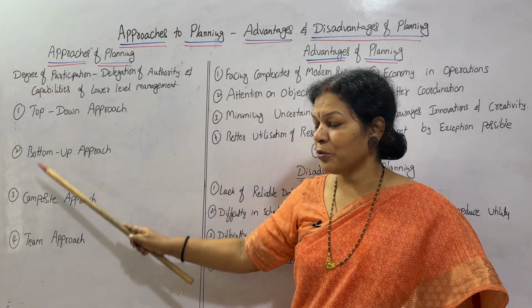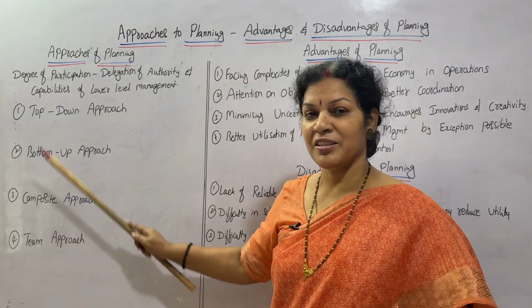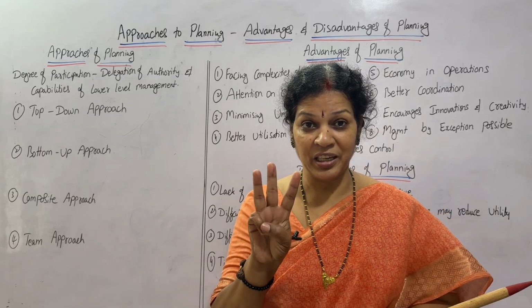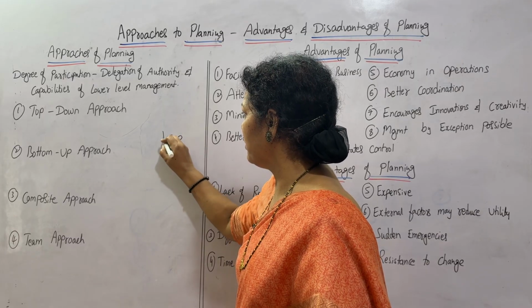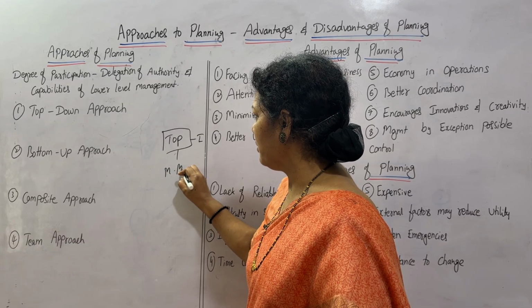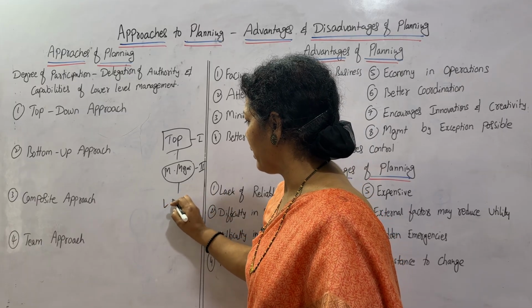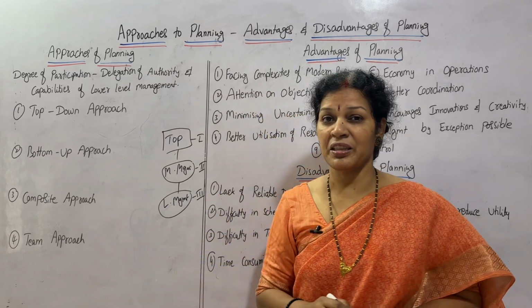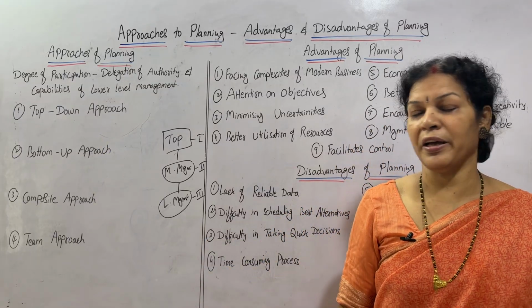How many approaches are there? Total 4 approaches are there. First one is top down management. To know all these things, first of all you need to understand levels of management, which I already taught. Levels of management, 3 levels of management. Did you remember? I have to give you a recap. One is top level management, this is level 1, and level 2 is middle level management, and level 3 is lower level management. If you have this understanding, then only you can go for the approaches of planning.